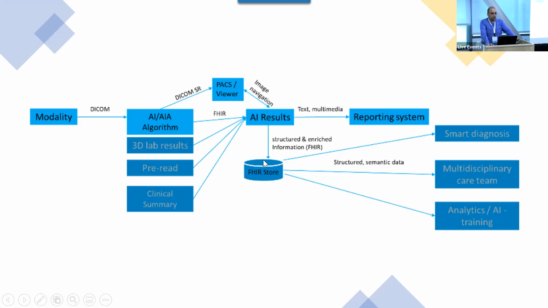But the mere fact that we are storing everything in this FHIR will enable a lot of use for smart diagnosis and access by different systems. And here we're talking about EMR, pathology systems, so that we can support all the multidisciplinary care team. And then this can also be used for analytics and AI retraining in case you notice that there is a difference between the output of the AI algorithm and the annotation of the radiologist.